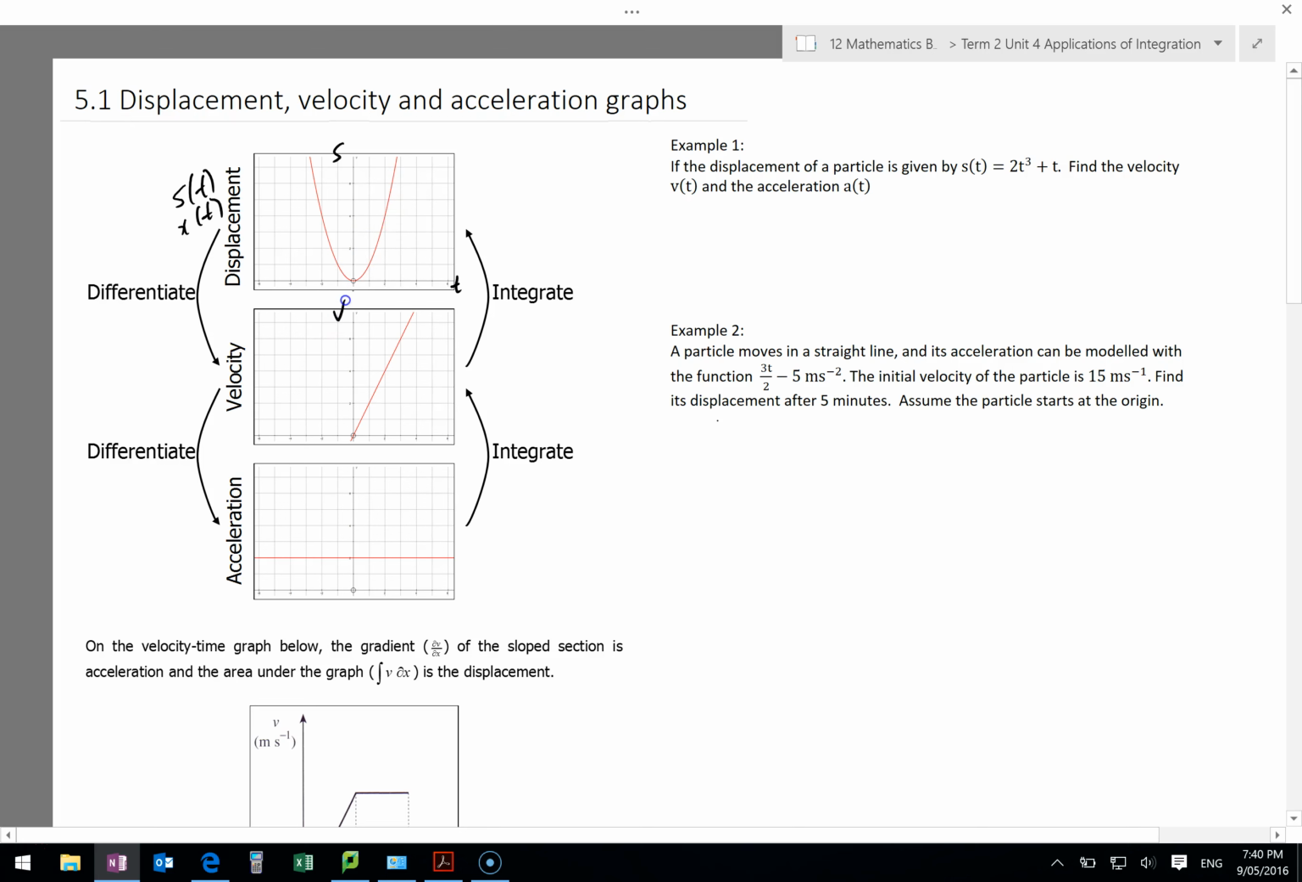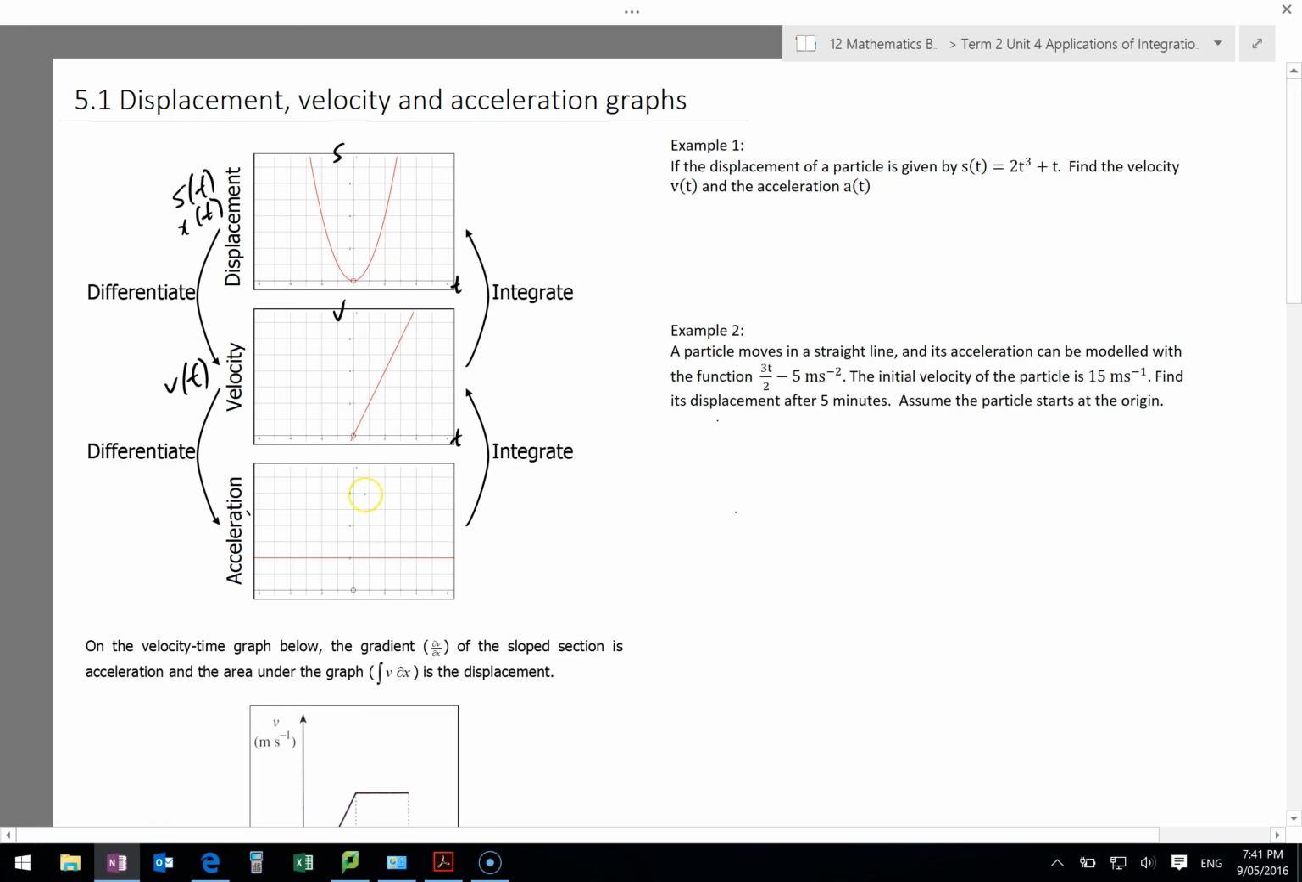Okay, velocity time, v of t, at any time t, we'll be able to read off this graph and see how fast this object is traveling. The way we find this point is by finding the slope of the tangent of the displacement graph at that point. So to get from displacement to velocity, we need to differentiate. We need to find the slope.